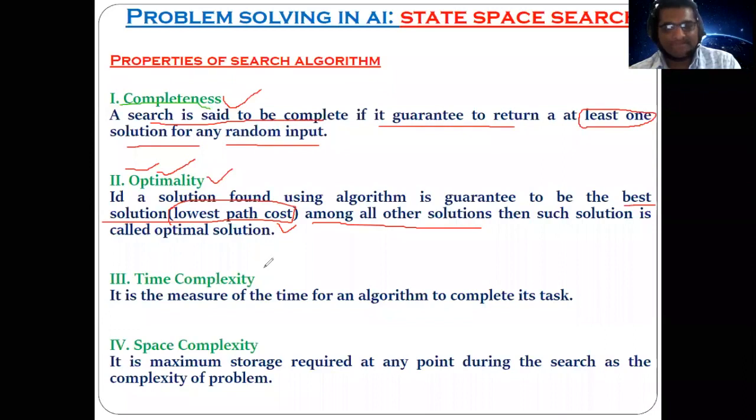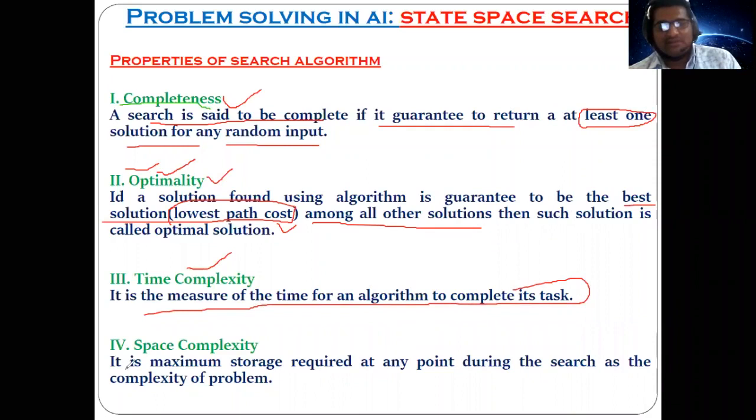Then you must be knowing time complexity. It is the measure of the time for an algorithm to complete the given task. And next, space complexity: the maximum storage required at any point during the search is nothing but the space complexity. Got the point?